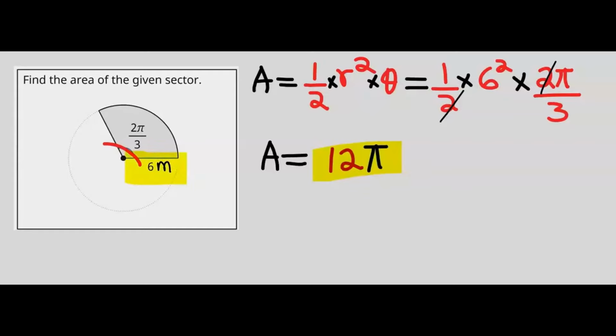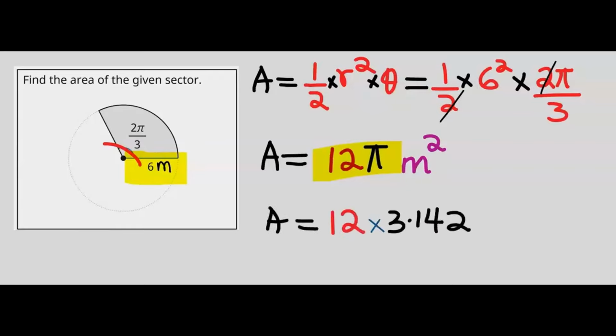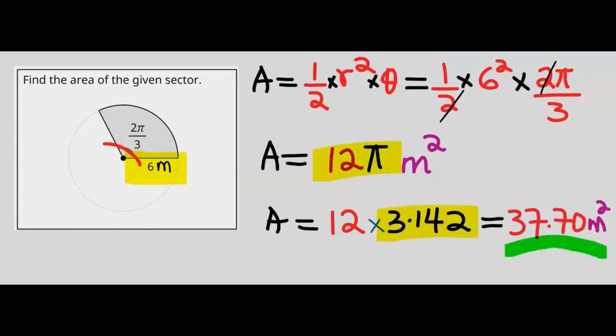Next, consider the unit. The radius is in meters, hence the unit is meter squared. But pi is 3.142, hence the real value of the area is 37.70 meter squared to 2 decimal places.